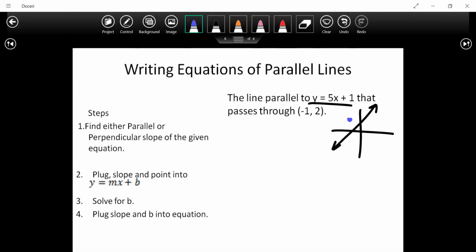The process is the same way. This is where it gets a little bit more tricky. Not by much, because all you're doing is really plugging in. Not hard, we're solving for b. Our first step is to find the parallel or perpendicular slope. We're going to plug our slope that we just found and one of the points into y equals mx plus b, and then we're going to solve for b and plug back into the equation. So we're going to use substitution twice. Don't freak out. We're going to do more problems. I got you.